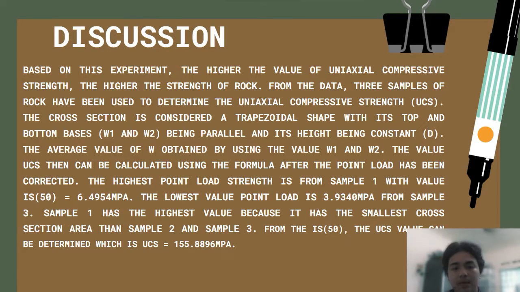The UCS value can be calculated using a formula after the point load has been corrected. The highest point load strength is from sample 1 with a value of 6.4954 megapascal. The lowest one comes from sample 3 with a value of 3.9340 megapascal. Sample 1 has the highest value because it has a smaller cross-section area than sample 2 and sample 3. From the IS50, the UCS value can be determined, which is 155.8896 megapascal for sample 1.